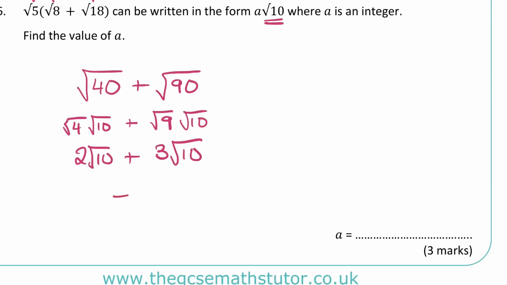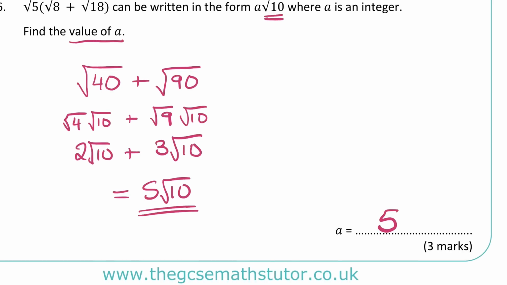There we go. We can add them together now. That gives you 5√10. And there we go, there's our final answer, 5√10. It wants us to know the value of a. Here, the value of a is the number in front of √10, so a is equal to 5. And there you go, a little bit of expanding with surds.